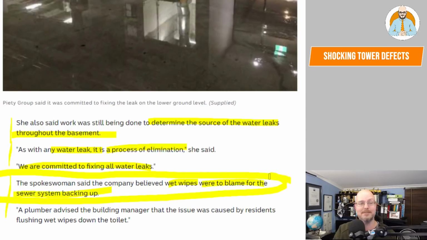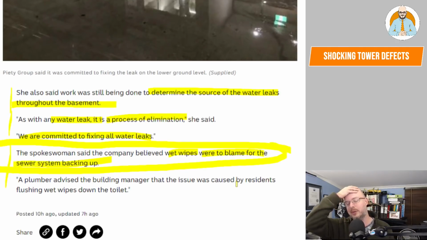Well, yeah, I can see that happening 100%. I don't know why people throw the damn things in. I mean, do they all have babies, or are they all so precious they use them for themselves? They're not meant to go in the toilets, guys. They're not meant to go in the toilets.